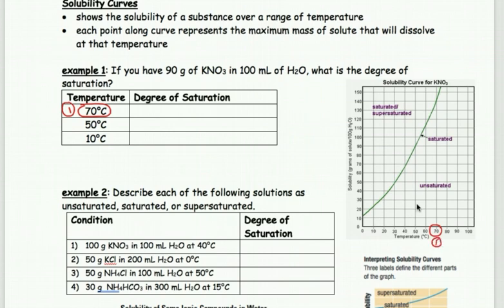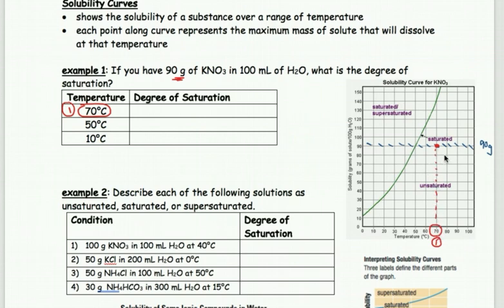So I want you to go up until you get to 90 grams. Okay, so 90 grams of potassium nitrate. So we're going to go up, up, up. Okay, so here is 90 right here. So I should almost just draw the 90 gram line here. Okay, so that's 90 grams. Okay, so we're going up. This is 70 degrees Celsius. Okay, so here is the point that 90 grams is at when it's 70 degrees.